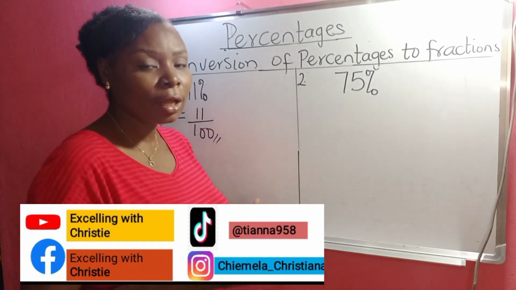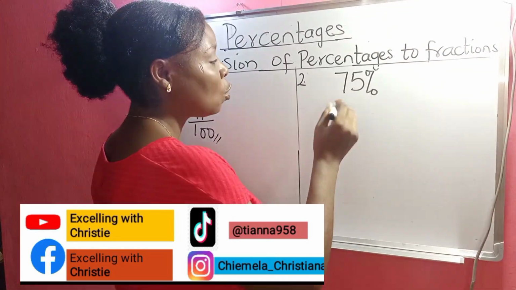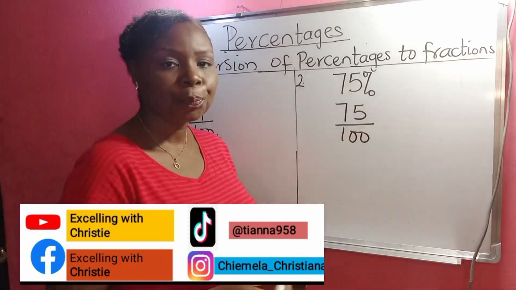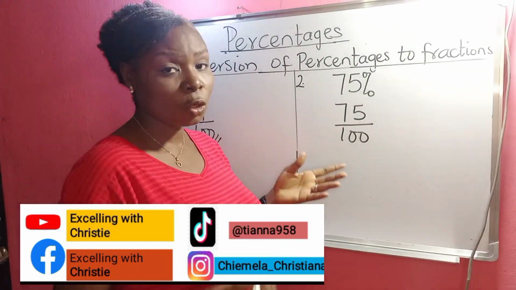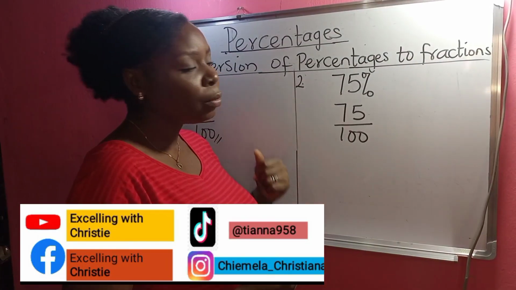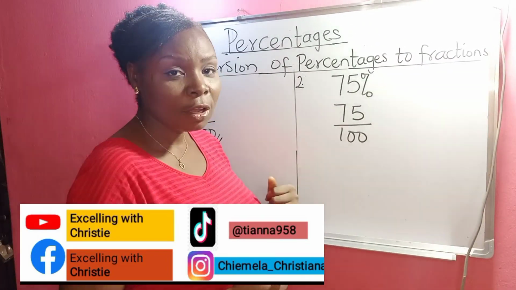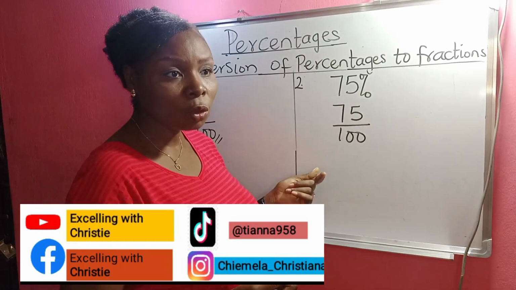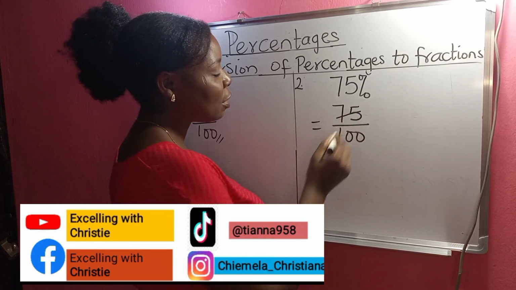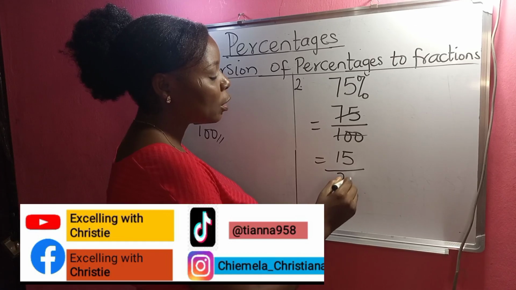There are basically 3 steps here. The first one, write this as a fraction of 100. That is 75 over 100. Now, since 75 is a whole number, we'll go straight to divide. There are numbers that can divide both 75 and 100. We have 5. 5 can divide 75 and 100, so we can go ahead and use that. 5 in 75 is 15, and 5 in 100 is 20.